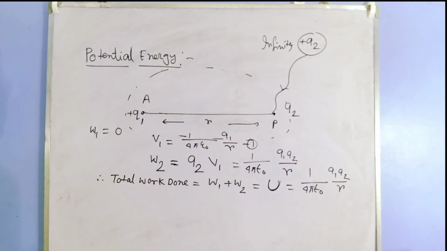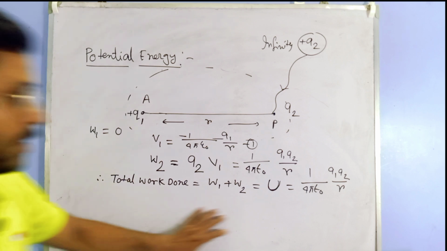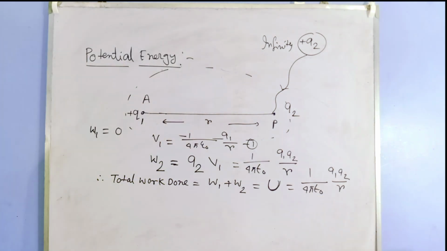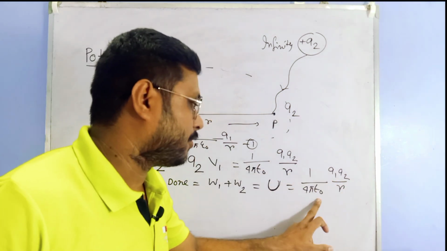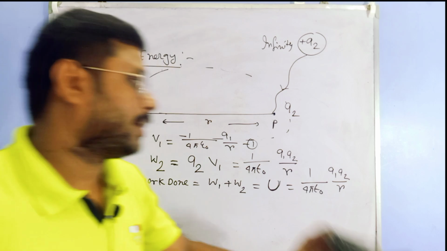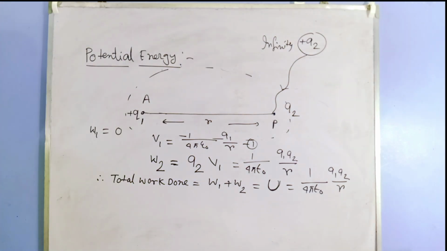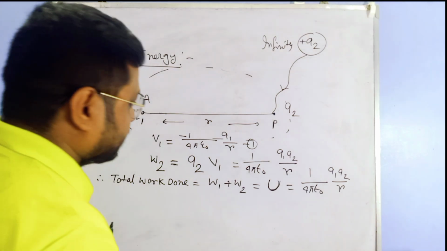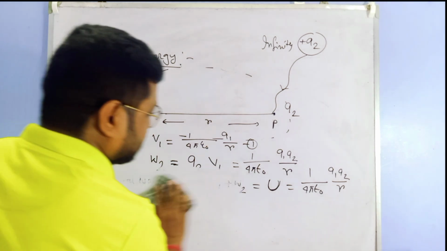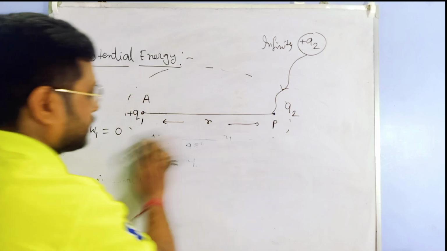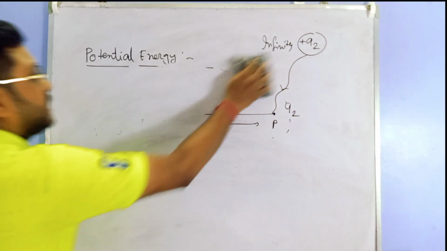Okay. So, for two charges situated at a distance R, the potential energy is 1 by 4 pi epsilon naught Q1 Q2 by R. If we take three charges, then what will occur? For the three charge case, the scenario is different.